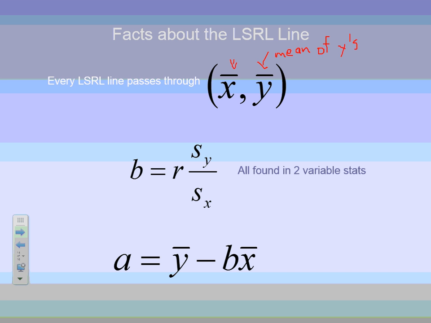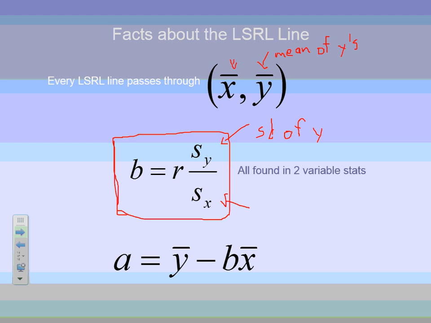The relationship between slope and correlation. It's not that slope equals correlation, but there is a relationship here. The slope and the correlation also are affected by sy and sx. And if we remember what s was previously, this is just standard deviation. But this is the standard deviation of the y's over the standard deviation of the x's.